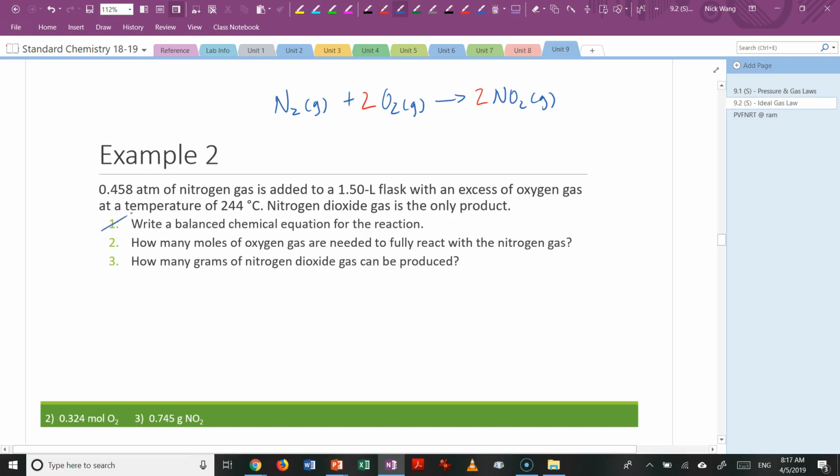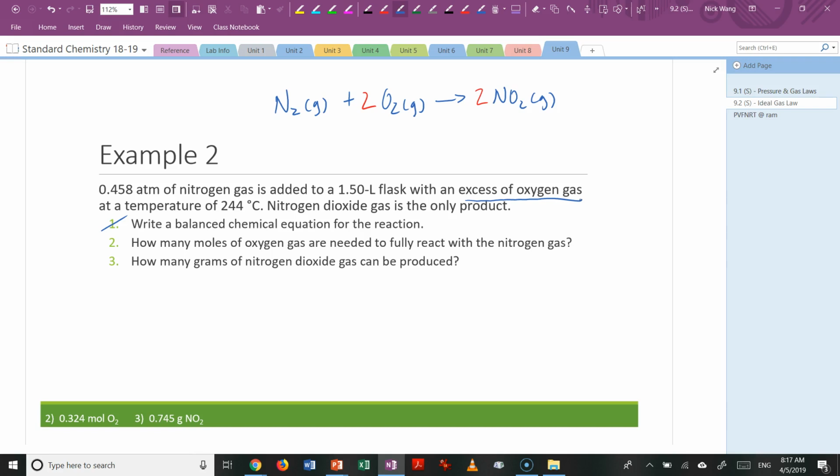Okay, let's keep this party going. We got that taken care of. How many moles of oxygen gas are needed to fully react with the nitrogen gas? So remember that this language of having an excess of oxygen gas might make you think about excess reagent, limiting reagent. But remember, you don't have to have that information because you're not really asked about figuring out how much product there is or which one's your limiting reagent.